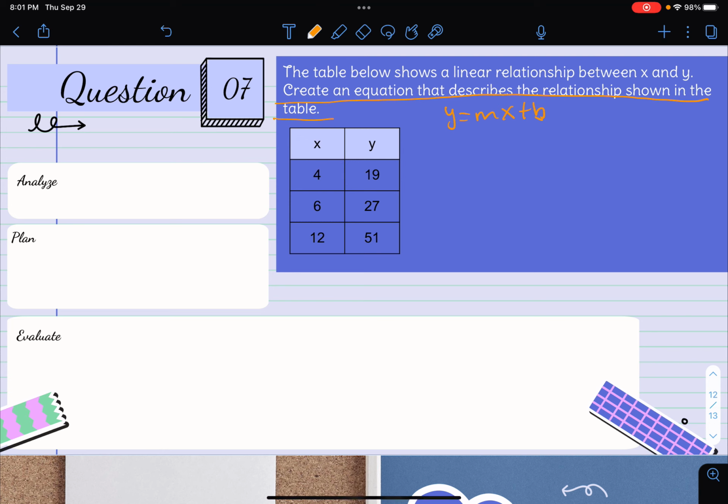And it says the table shows a linear relationship. We're going to key box that in. And we know it's going to be between x and y. Okay? So first things, remember this is your y-intercept or your starting point. And then this is your rate of change, and that is the repeating number.